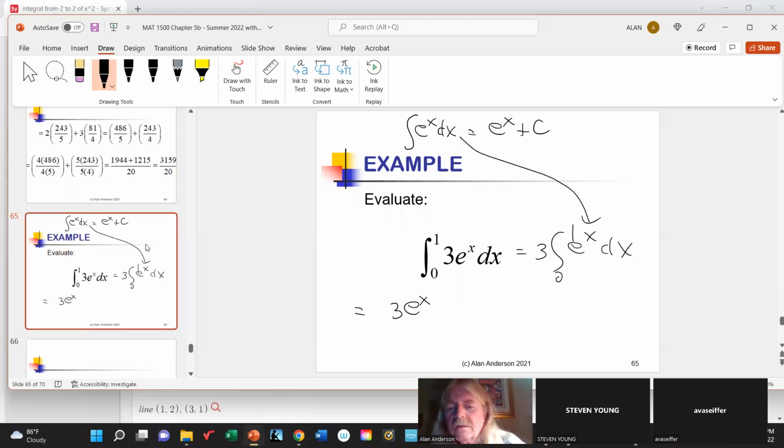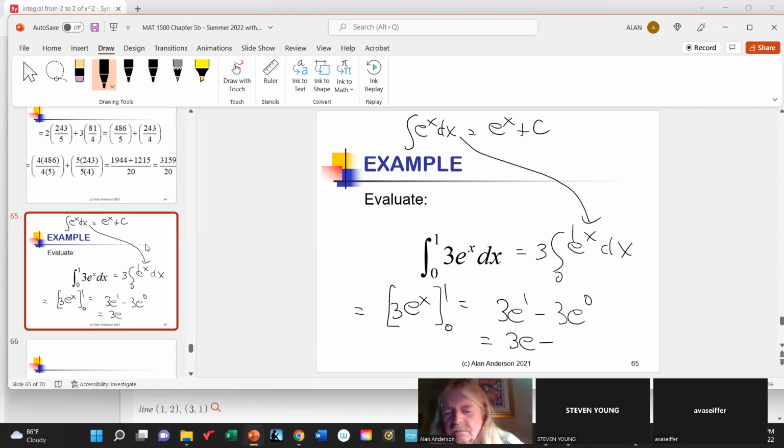Now, we don't need the constant, but what we do need is to evaluate this whole thing from 0 to 1. So we have 3e to the 1 minus 3e to the 0, 3e minus 3, or 3 times e minus 1.